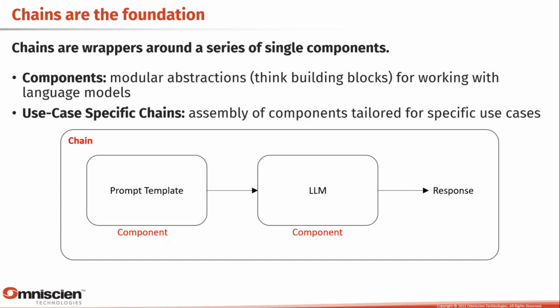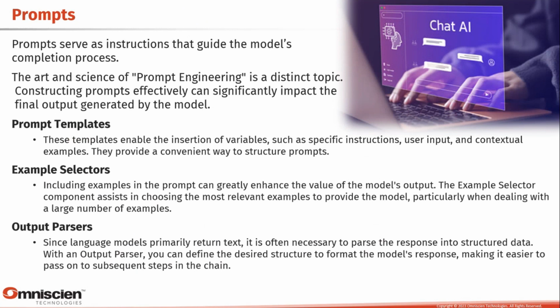Now we take these chains and we can make them very comprehensive. So we start off with a template, and that makes sure we get the information that we need coming in. We then have example selectors, and we have output parsers that can pass it on to another chain or another step.